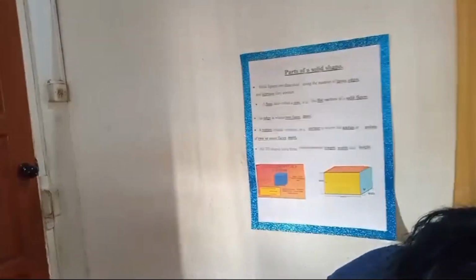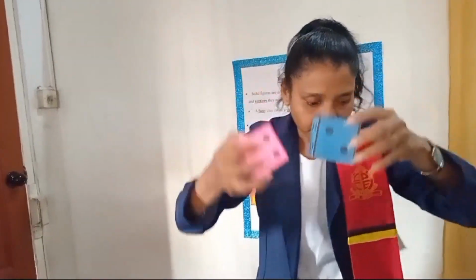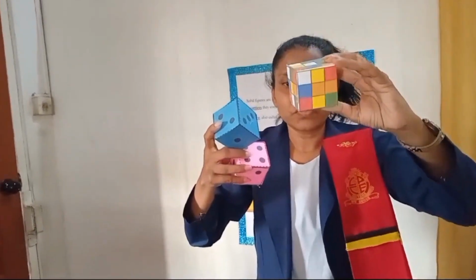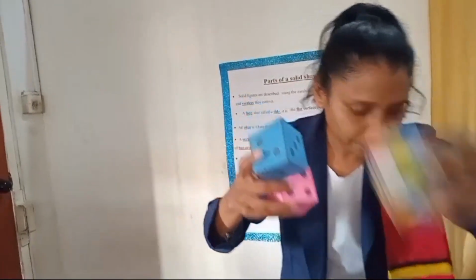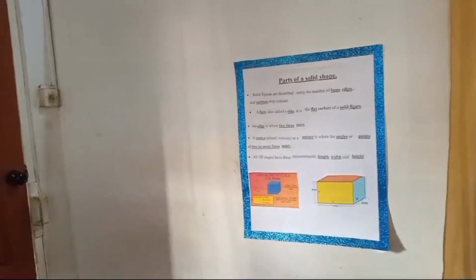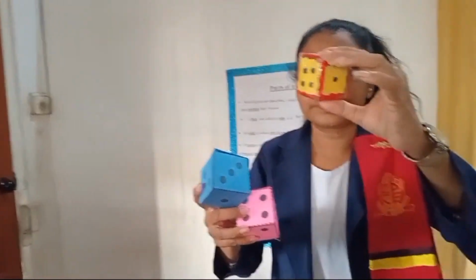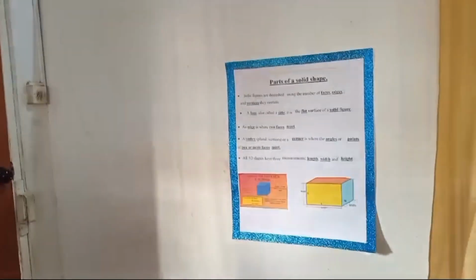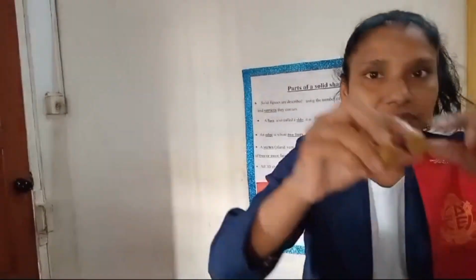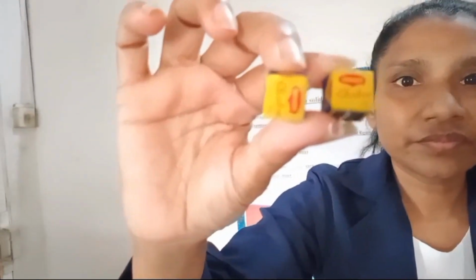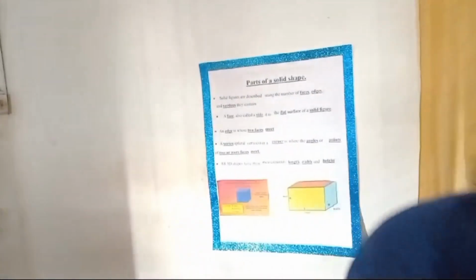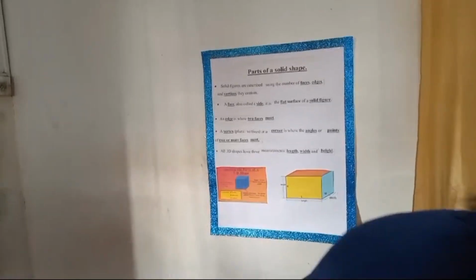We have some other cubes here for you to see. You have your Rubik's. We have another dice. And we have cubes that we cook with. We have dice. These are all cubes.